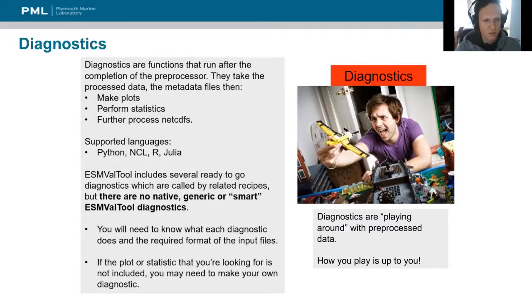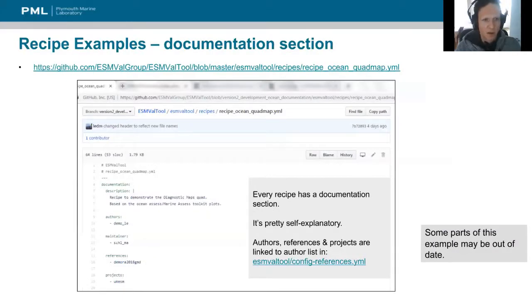Okay, so now I'm going to go through a recipe. This is the recipe Ocean Quad Map. It's in the ESMValTool recipes folder. You're welcome to look it up on GitHub or just follow with the slides now. The first section of every recipe is the documentation section. It's pretty obvious what it is: the author, the maintainer, a reference to what it does, information about the project, and a description of what it is. Oh, by the way, yes, some parts of this example might be slightly out of date, as there's been some subtle changes to ESMValTool since I wrote this talk.